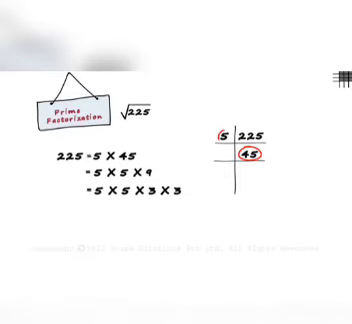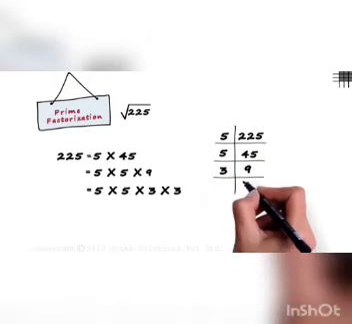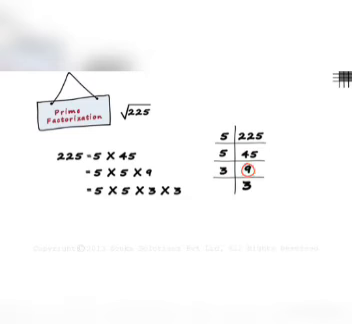45 is also divisible by 5. Hence, we write a 5 here. And 5 multiplied by 9 gives us 45. 9 is not prime, and we can say that 3 multiplied by 3 equals 9. That's where we stop, when we get a prime factor here. So if we look carefully, we have got all the prime factors. 5 times 5 times 3 times 3.